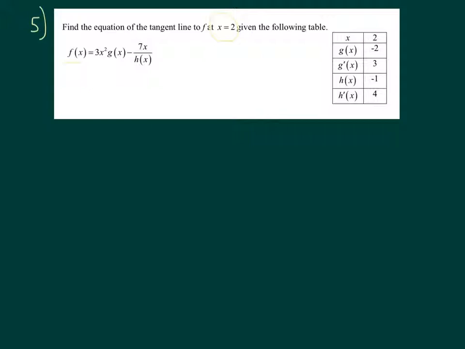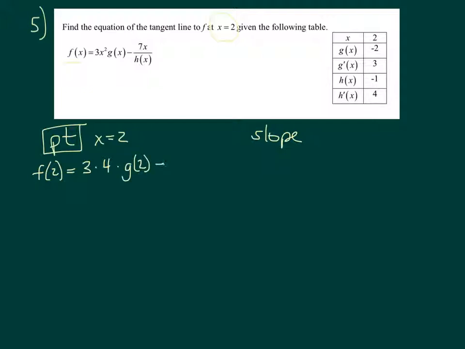First of all, we need to find our point and also our slope. To do our point, we know our x value is 2, so we need to find our y value. So f of 2 equals, everywhere we see an x, we put in a 2. So 3 times 2 squared would be 4 times g of 2, minus 7 times 2 would be 14, over h of 2.